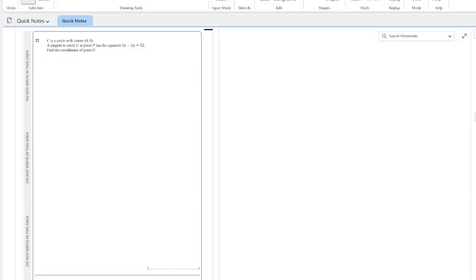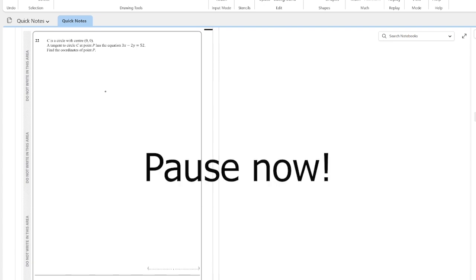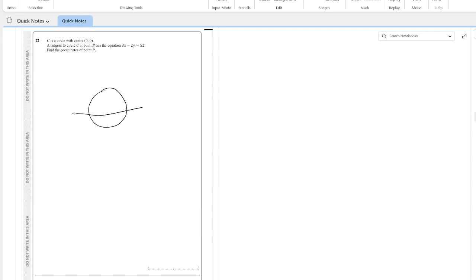Here we have a circle C with center 0, 0. A tangent to circle C at point P has the equation 3x minus 2y equals 52. Find the coordinates of point P. If we draw a circle, it's centered at 0, 0, and we know a tangent is like this.